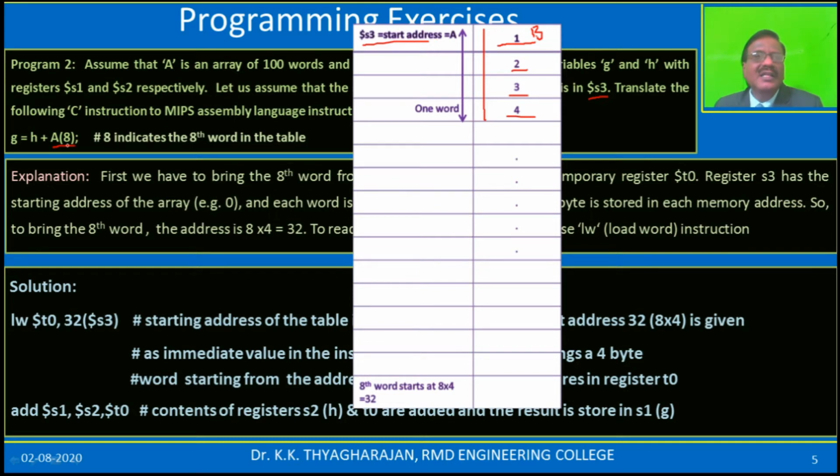Now I need the 8th word. To find out the 8th word, what should we do? We should calculate that index. We should identify the index. It is 8. So 8 into 4, 32. So the 8th word starts at the 32nd location. So this is the required address for this one. So S3 is the base address, 32 is the offset. And to read from the memory, you have to use load word.